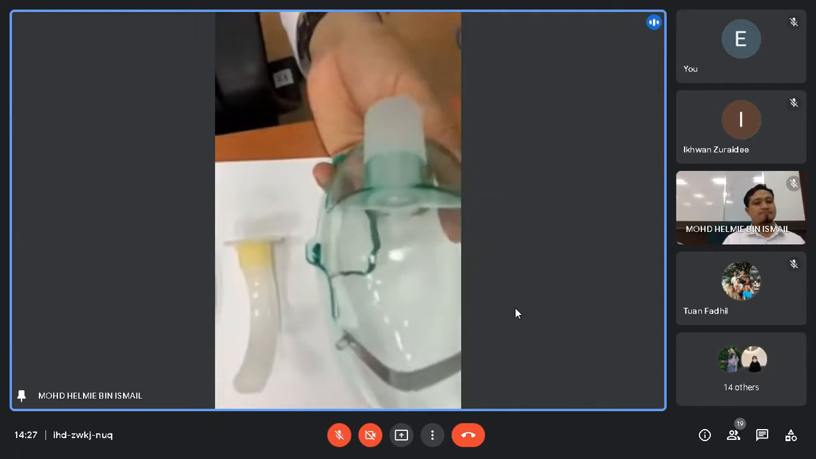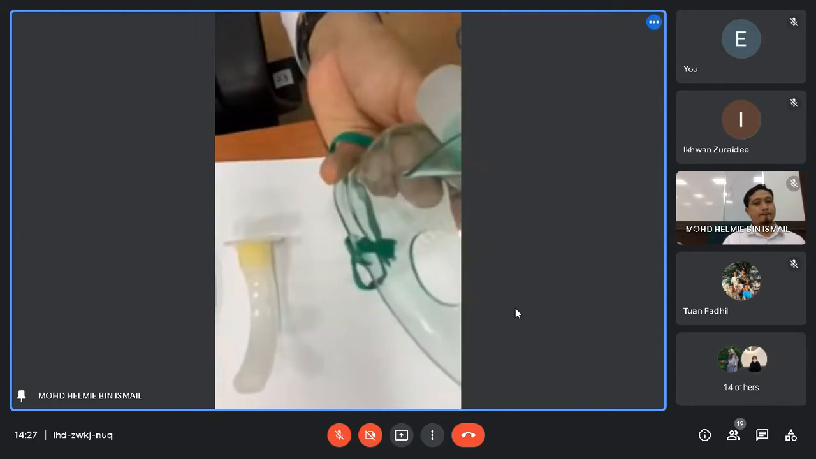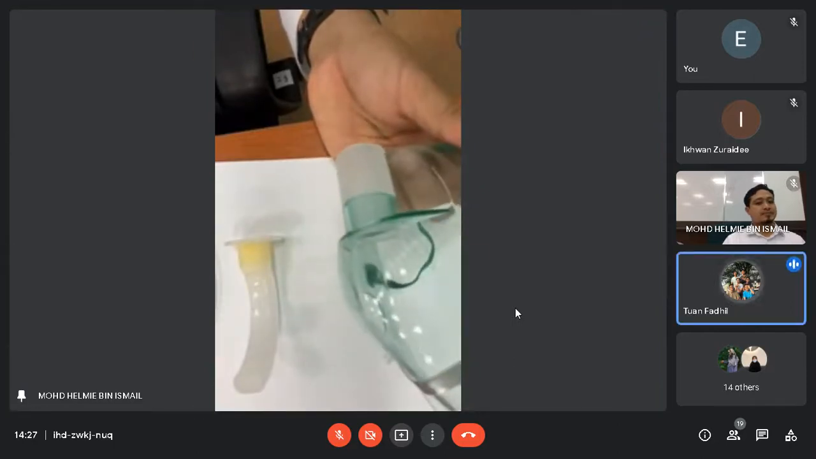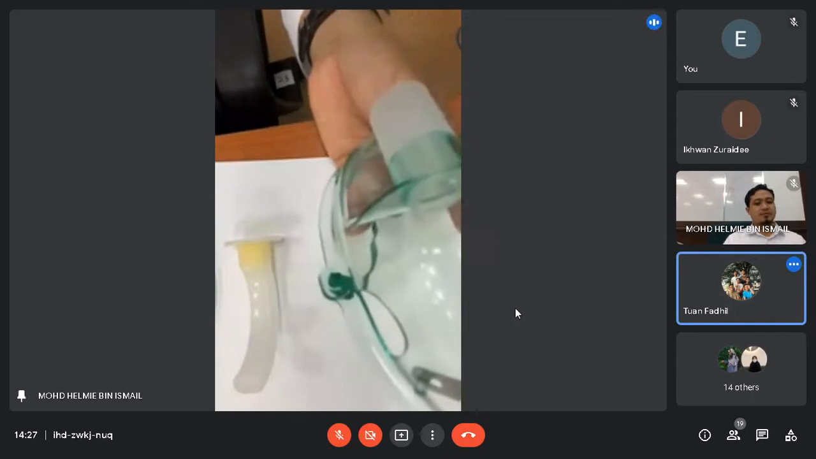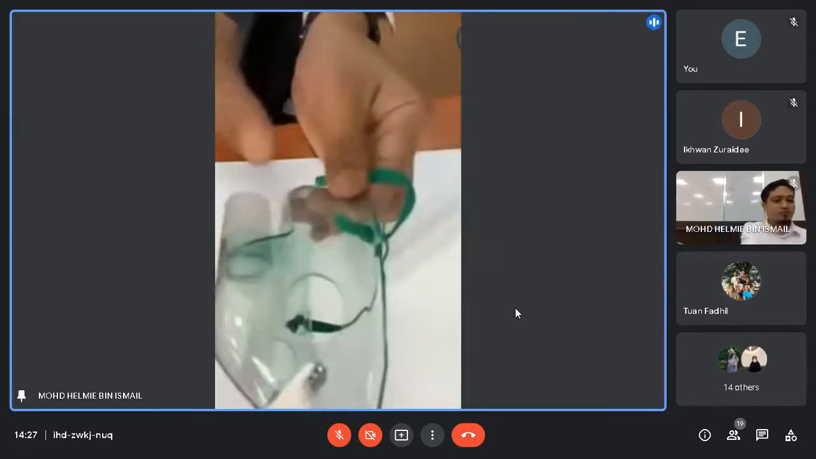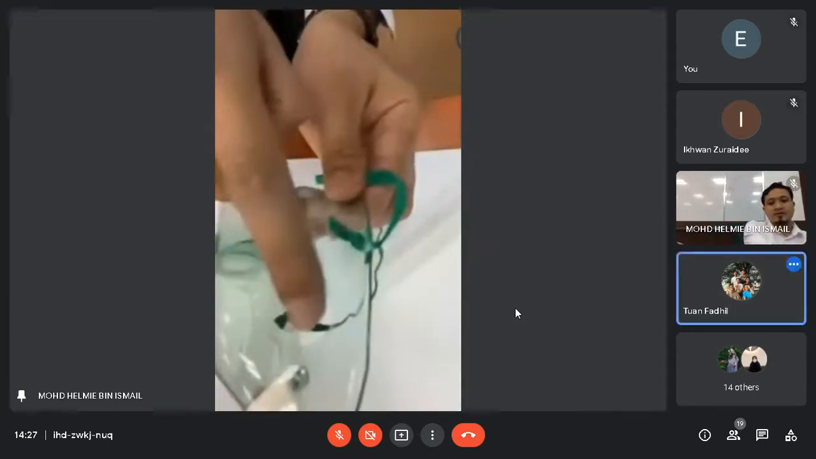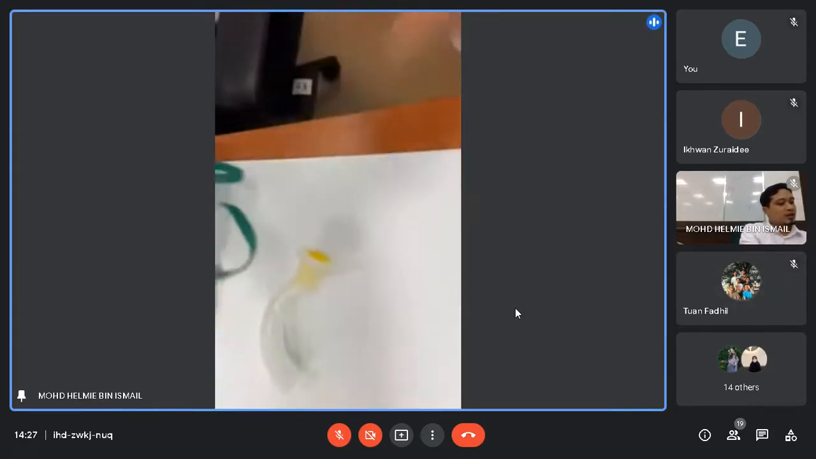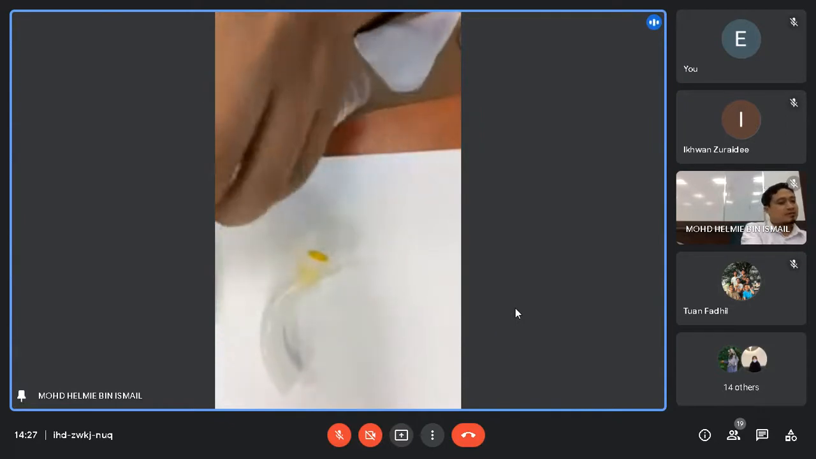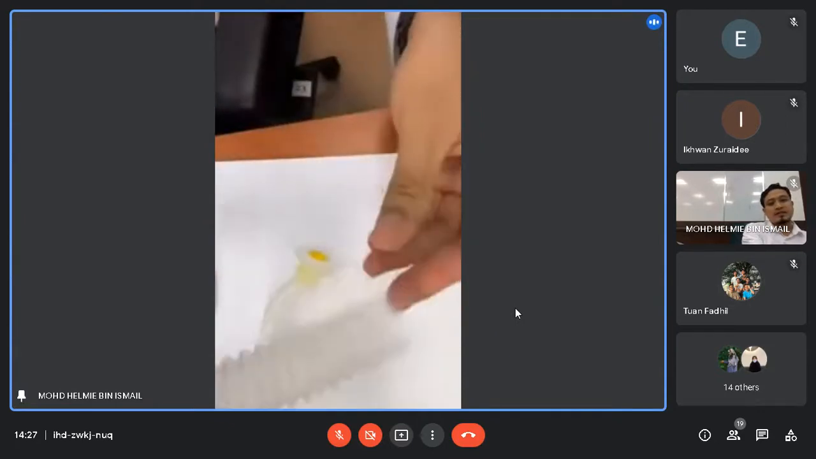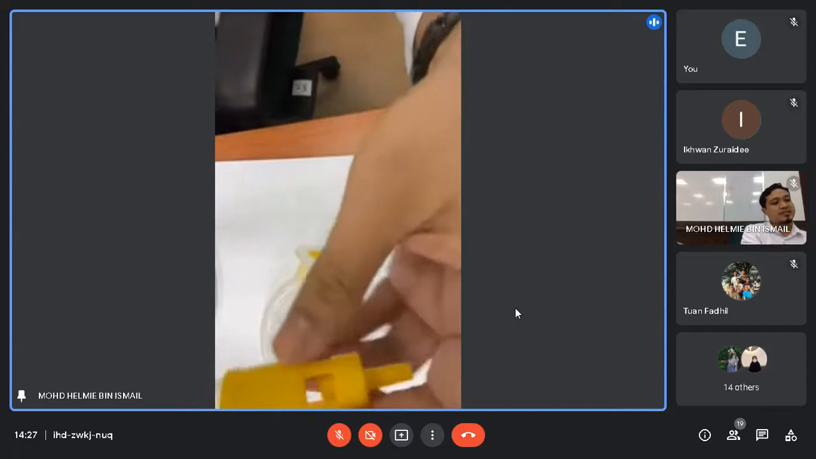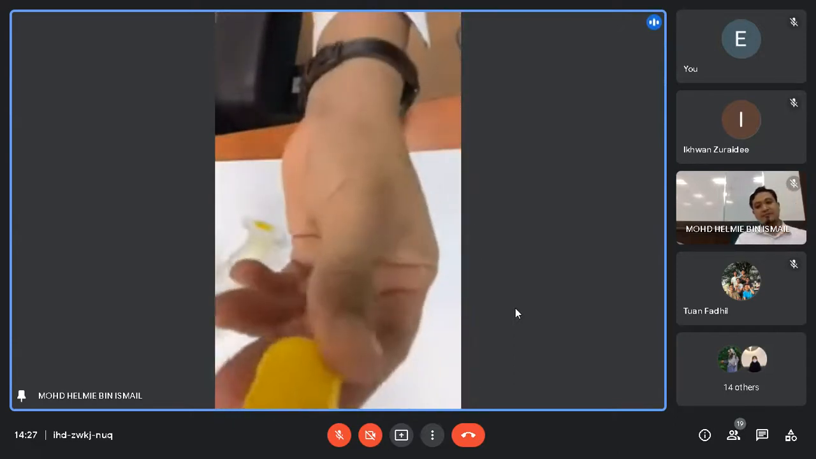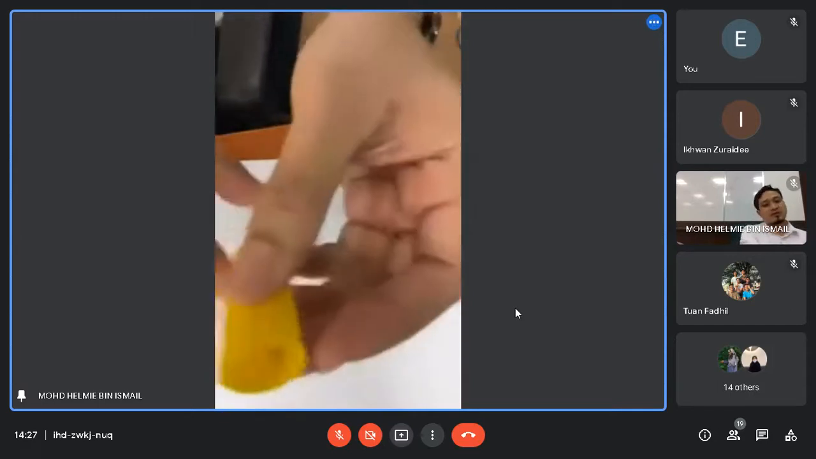Rebreathing or non-rebreathing system. Who can guess? Rebreathing. It's a rebreathing system because we have a two-way valve here, for inhale and exhale. Alright, and then we have a connector, and the connector will connect to the venturi valve. This one is the venturi valve.